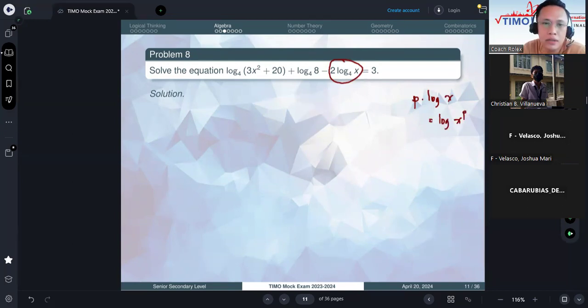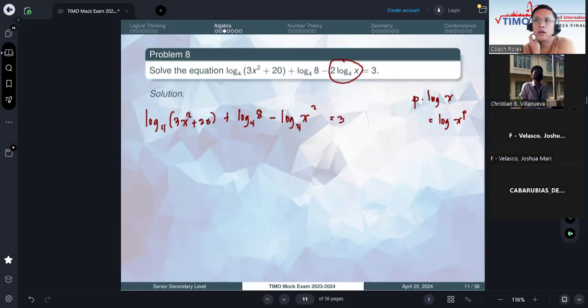So that means that the equation can be written as log of 3x squared plus 20 base 4 plus log of 8 base 4. Then this one is minus log of x squared base 4. This is equal to 3. They are all logs without coefficients.